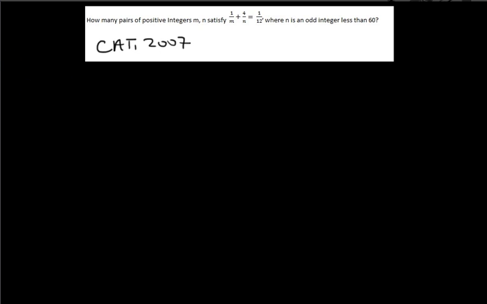Firstly, I write the equation here, that is 1 upon m plus 4 upon n is equal to 1 upon 12. So this is the equation, and now when I am going to find a pair of integers to put values for m and n, I have to take care of two things, that they have to be positive and n has to be an odd integer.